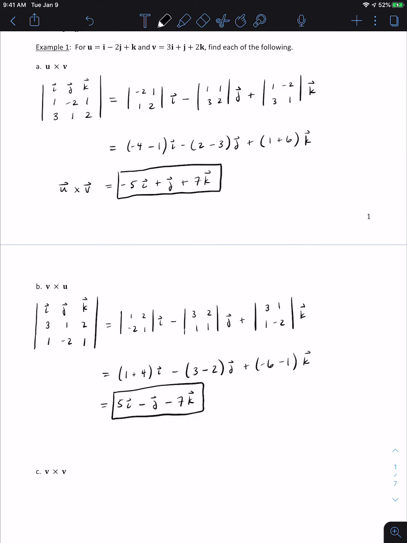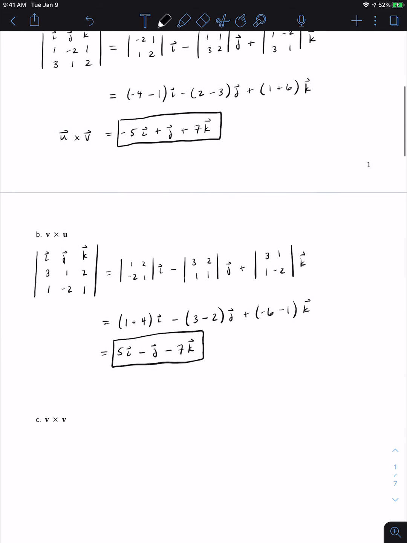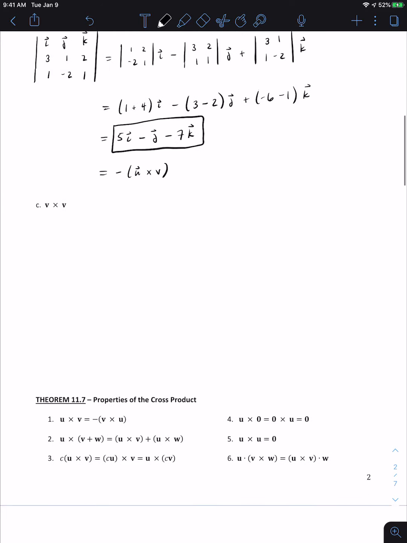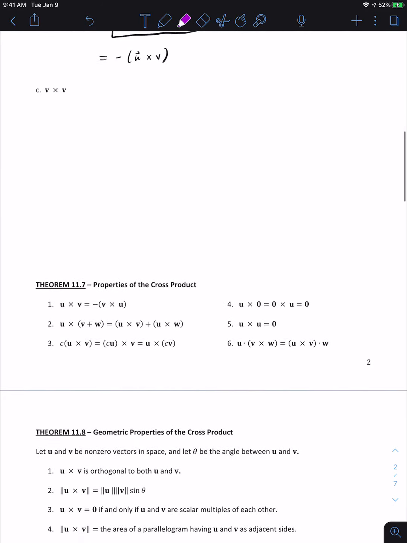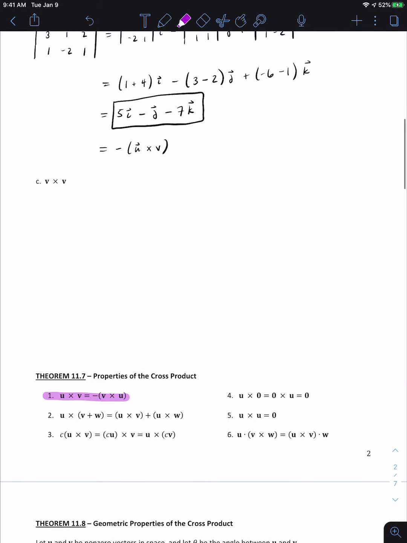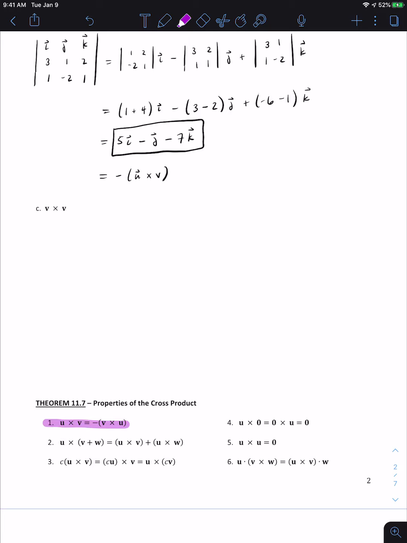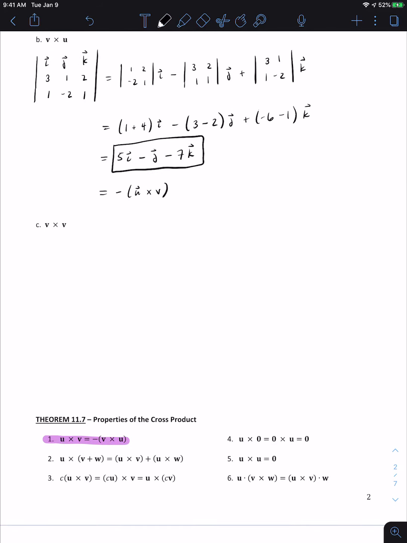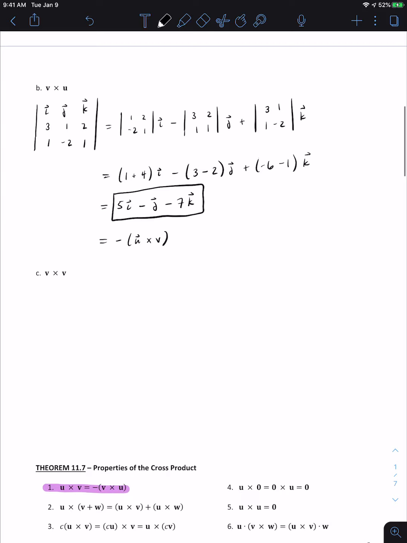And what do you notice about u cross v and v cross u? If you notice, they're exactly the same, except one is the opposite. So in other words, all the opposite signs. So v cross u is the same as minus u cross v. And that's actually property 1 in the next theorem. So in other words, the cross product is not commutative, right? Because if I switch the order, the signs are going to change. So it's not exactly the same. So they're not commutative. So now let's look at when we take v cross v.